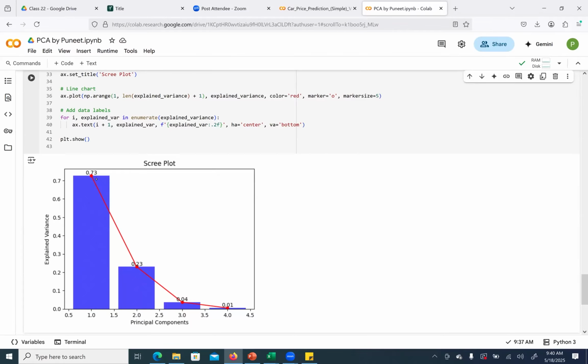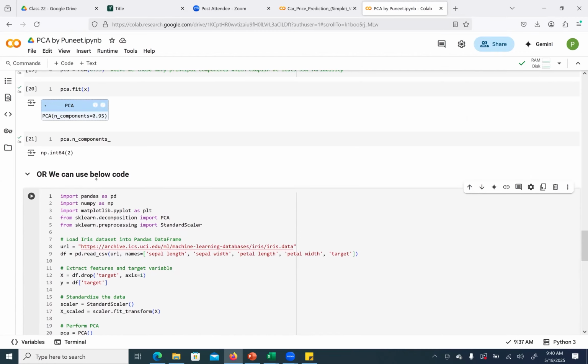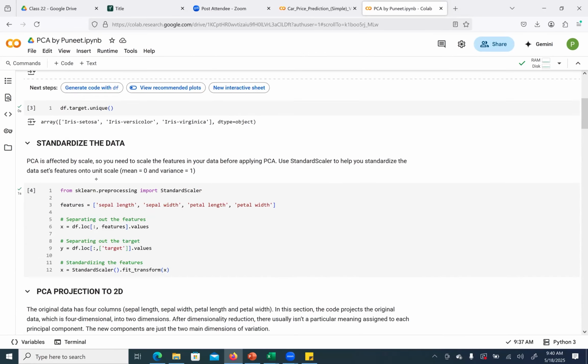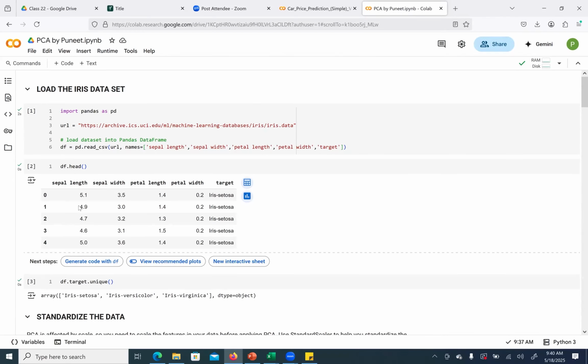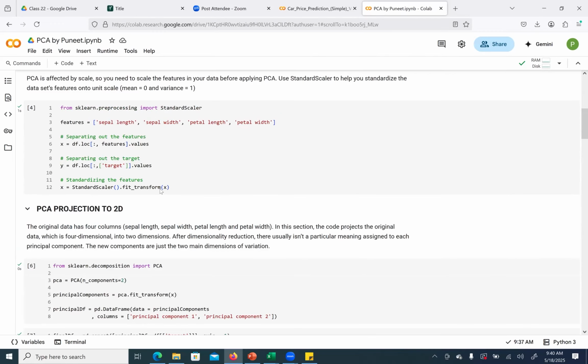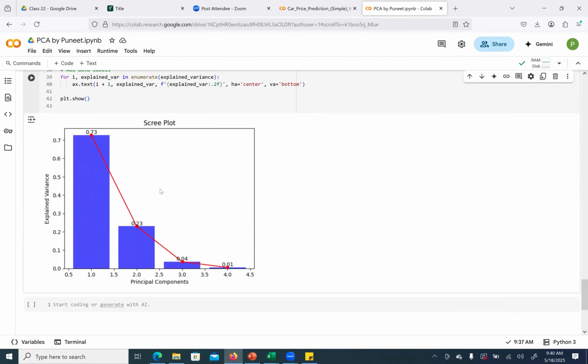Okay. Only one problem with this approach: here each variable had some meaning. Sepal length has some meaning. Sepal width had some meaning. Same goes for petal length and petal width. But here, principal component 1 or principal component 2 does not have any meaning. So that's one drawback of using principal components.